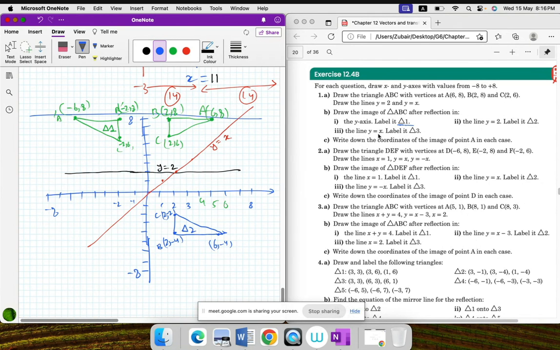Third part says the line y is equal to x. So when we reflect in the line y is equal to x, we know we have to swap the coordinates. So 2, 6 would become 6, 2. 2, 8 will become 8, 2. 6, 8 will become 8, 6. So we label it triangle 3.